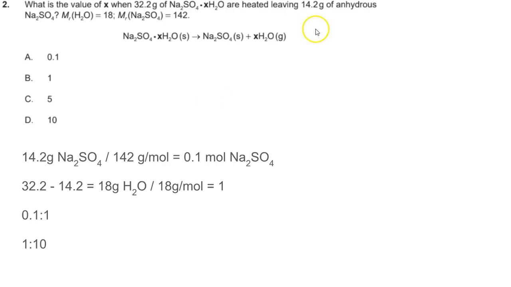Okay, and so if we heated up 32 grams of this and we got 14.2 grams of this, which means that we have 18 grams of water, right? 32 minus 14.2, we get 18. Now, 14.2 grams of this, let's convert that to moles. So if I do 14.2 divided by the molar mass, I get 0.1 moles of that. I just said I have 18 grams of the water. If I convert that to moles, I get 1. And that gives us a 0.1 to 1 ratio. And so if I have 1 mole of this, there should be 10 moles of D.